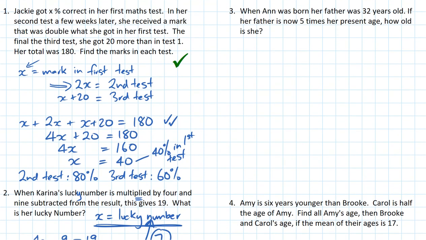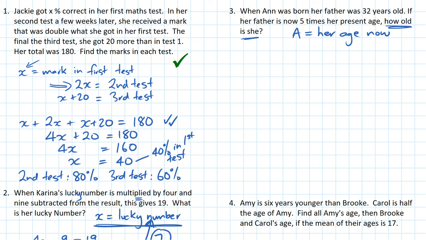Okay, number 3. When Anne was born, so this is an age question. When Anne was born, her father was 32 years old. If her father is now 5 times her present age, how old is she? Wherever it asks you to work out something, like in this case it's asking you to work out how old is she, then you come up with your variable. Because Anne starts with A, let's use the letter A. So A is her age now. So her present age now. So we're going to use A as our variable.